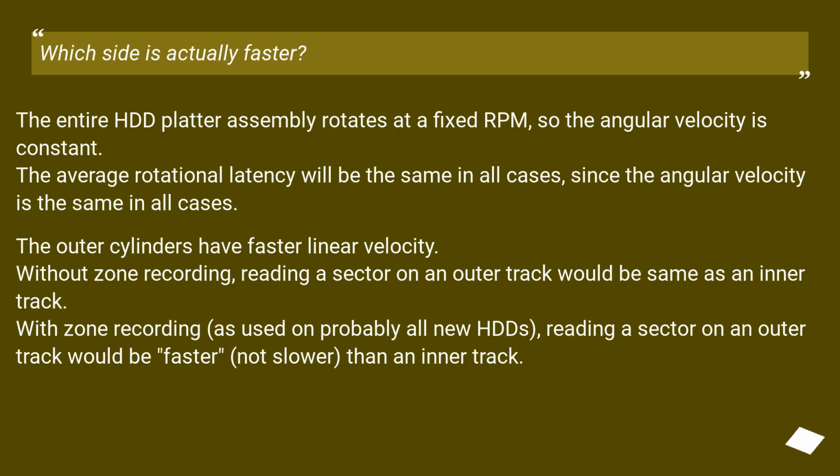Which side is actually faster? The entire HDD platter assembly rotates at a fixed RPM, so the angular velocity is constant. The average rotational latency will be the same in all cases, since the angular velocity is the same in all cases. The outer cylinders have faster linear velocity. Without zone recording, reading a sector on an outer track would be the same as an inner track. With zone recording, as used on probably all new HDDs, reading a sector on an outer track would be faster, not slower, than an inner track.